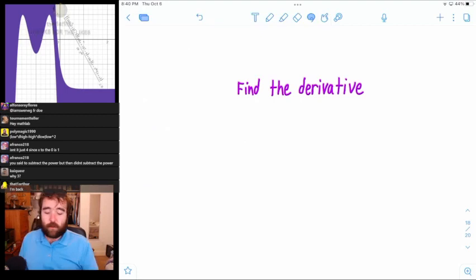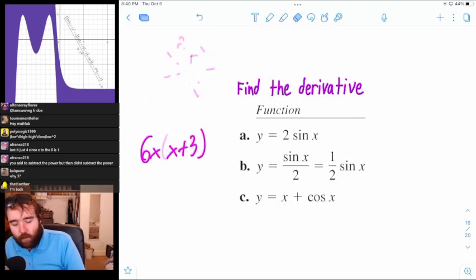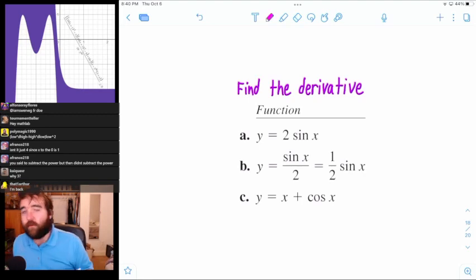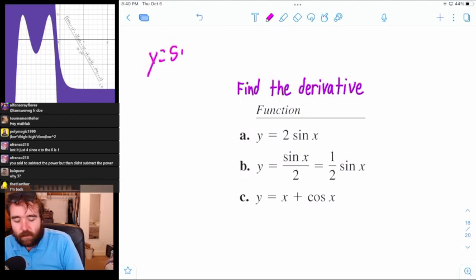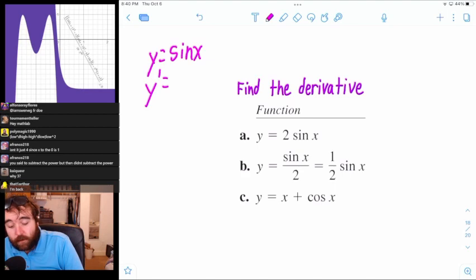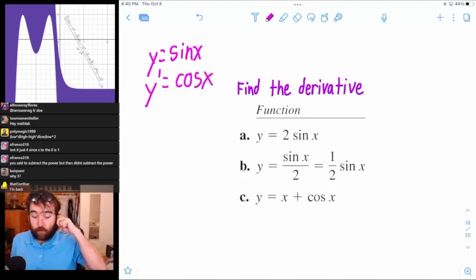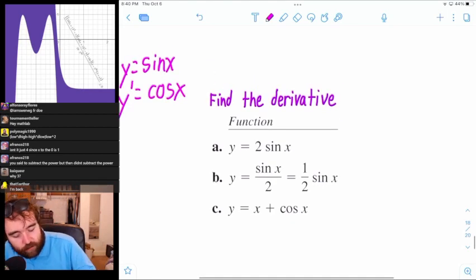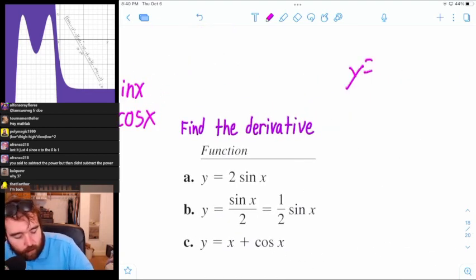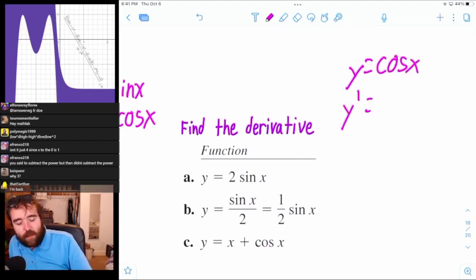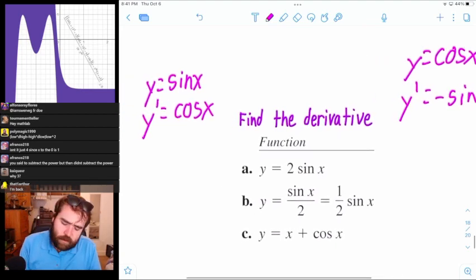So first off, there's just a little knowledge we have to know. We have to know what the derivative of sine is and what the derivative of cosine is. So let's start with the derivative of sine. If y equals the sine of x, then the derivative, y prime, is the cosine of x. But then if we have cosine, the derivative of cosine, I'll rewrite that over here. If y equals cosine of x, the derivative is negative sine of x. So those are two things you just have to know.